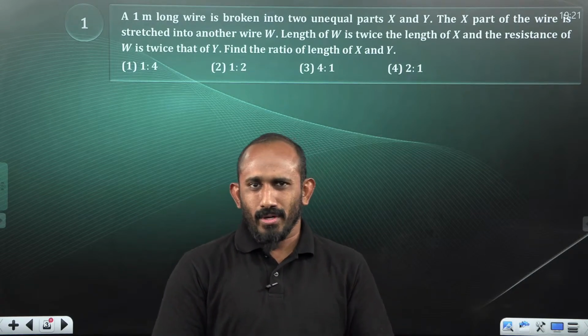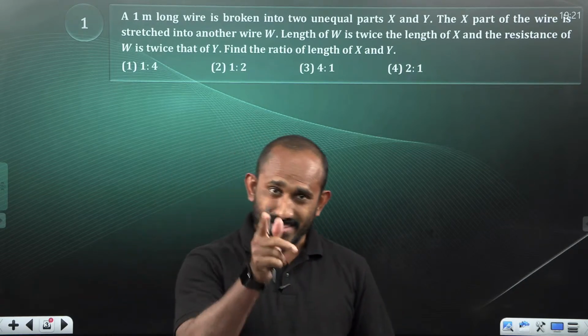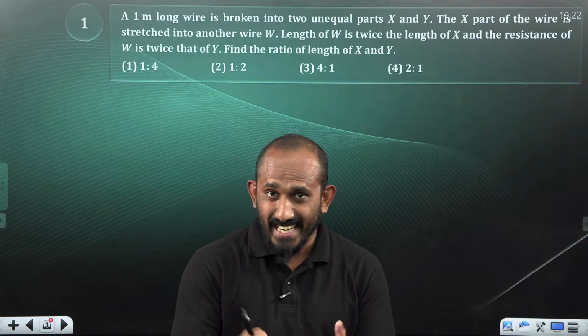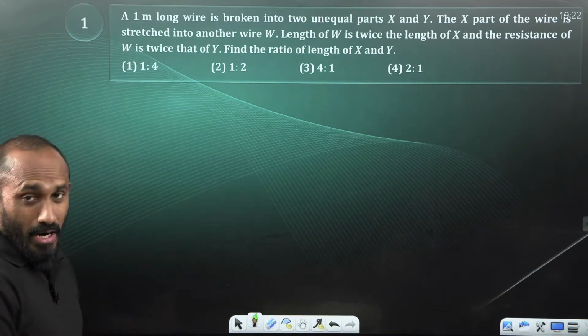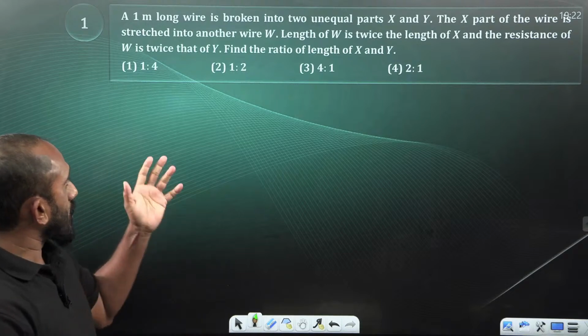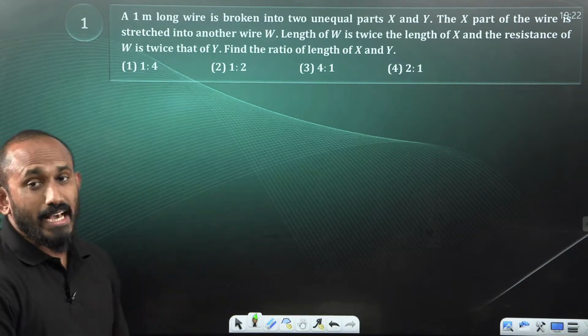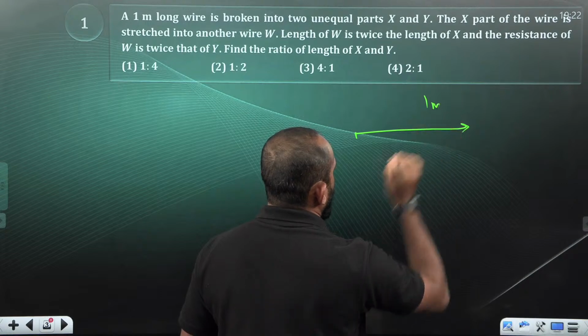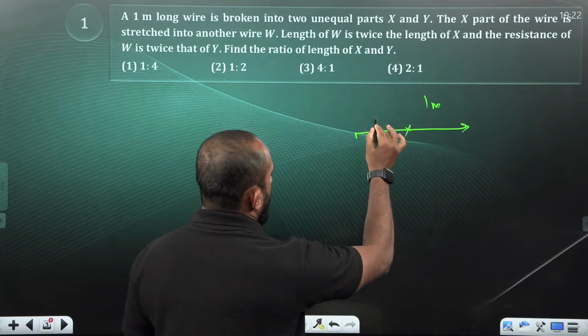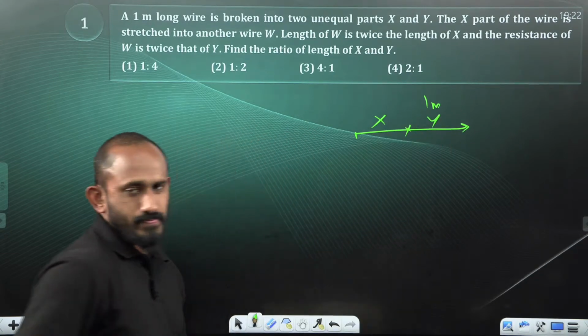Hope you have done all the modules very well. Today we are going to do current electricity. Let's start with the first question. Question number 1. A 1 meter long wire is broken into 2 unequal parts, X and Y. So we have a 1 meter long wire, and it is split into an X part and a Y part.